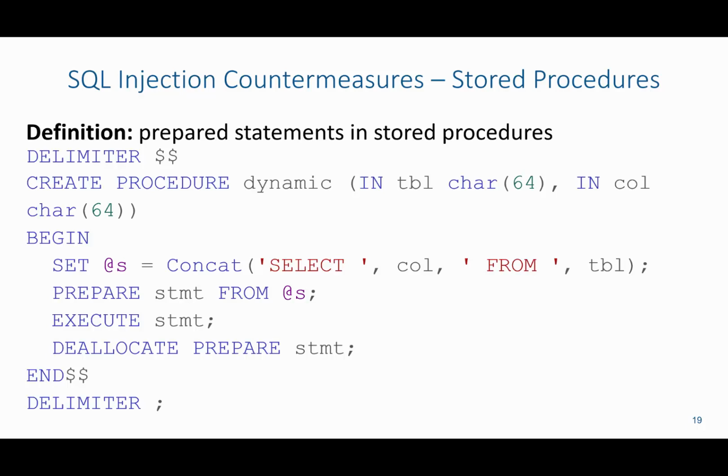This time, I'm going to create a procedure that is going to take in 2 values. It's going to take in a table and it's going to take in a column. And then I'm going to set a variable of s as concatenate the select column from the table. So it's going to build a query and store it in a variable. Then I'm going to say prepare statement from that variable. And then finally, I'm going to execute that statement. Then I'll deallocate the prepare statement.